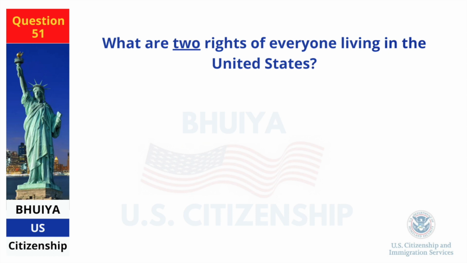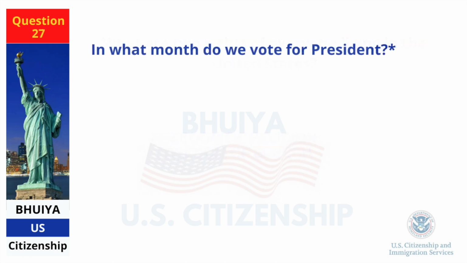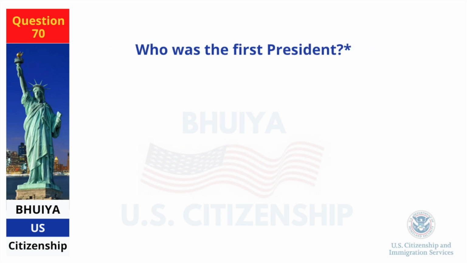What are two rights of everyone living in the United States? Freedom of religion. Freedom of speech. In what month do we vote for president? November. Who was the first president? George Washington.